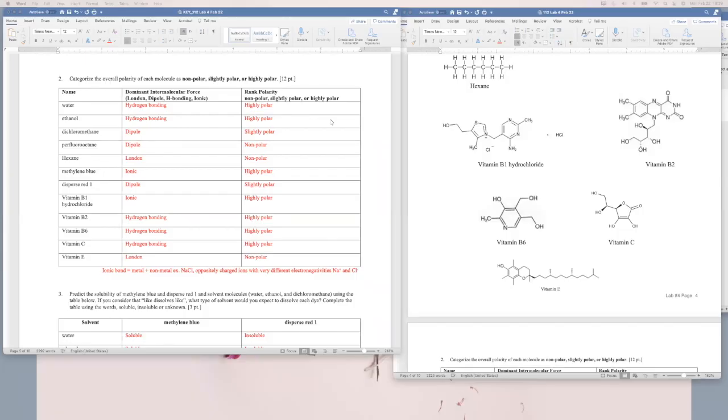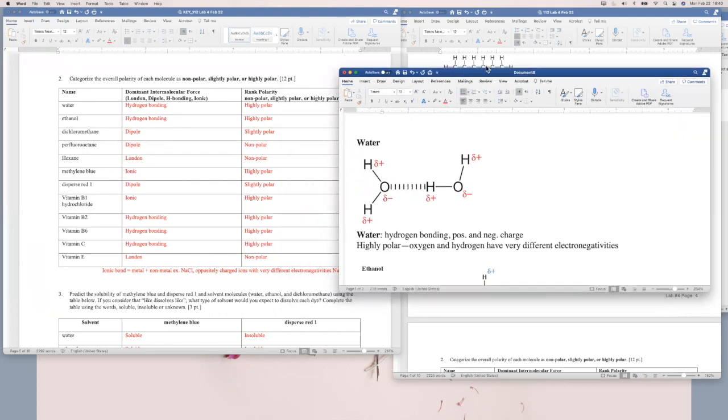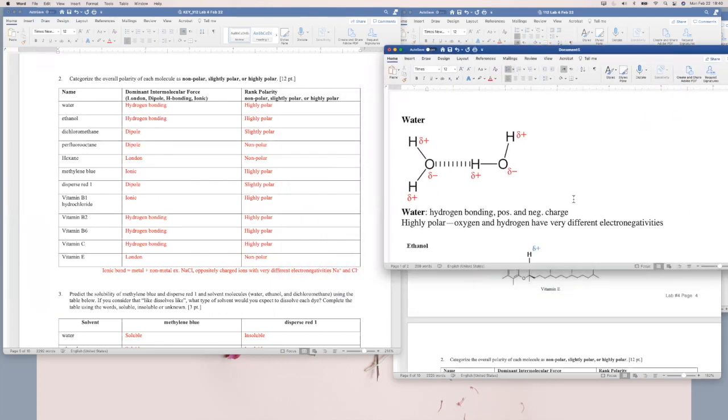Okay, so here we have the answers to the sheets. What I did is some of these are going to need pictures to explain, so I'm going to bring over the document I made to show you these. Okay, so first we have water.